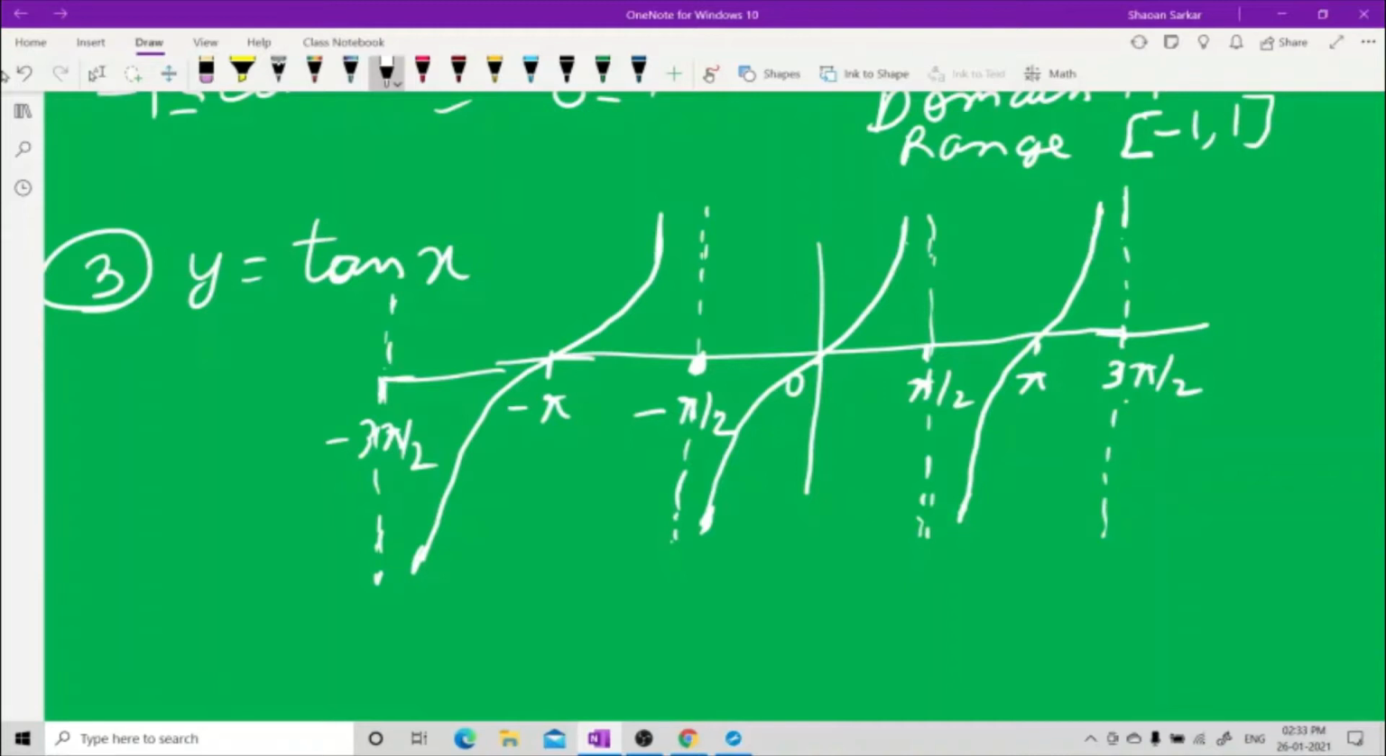An asymptote for a curve means the line is going to touch the curve at infinity. That means they are going to run parallel, they will never touch. That's the main point here.